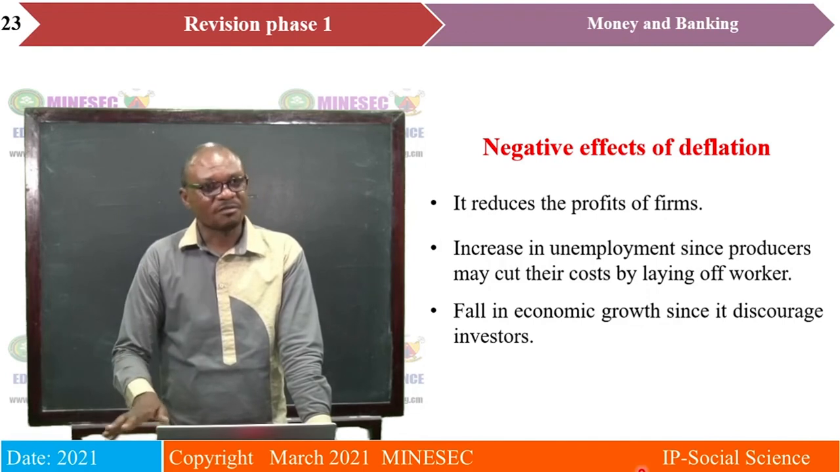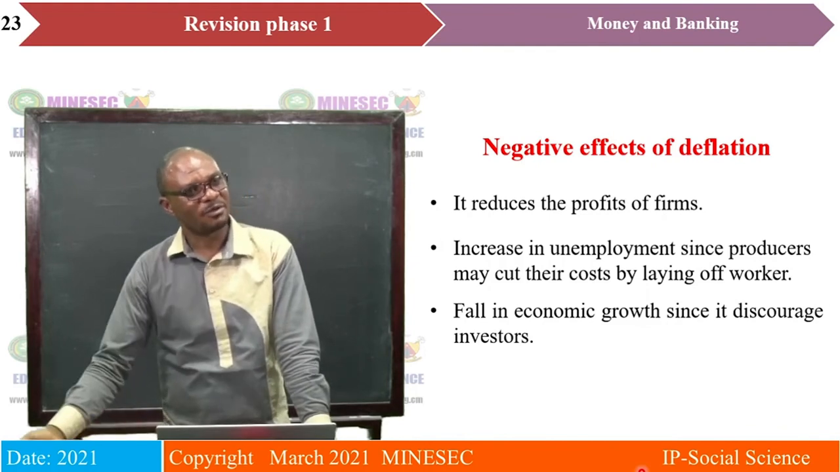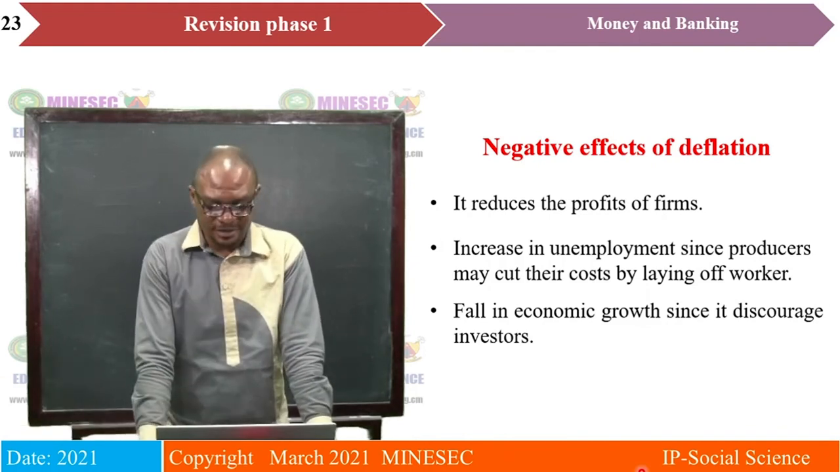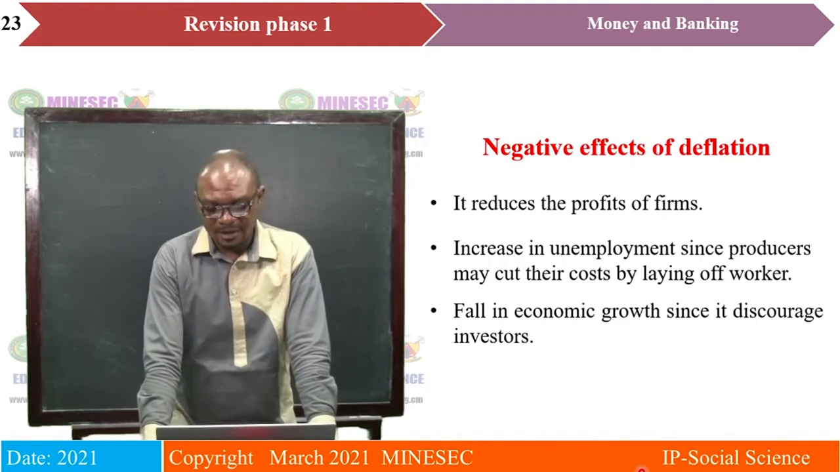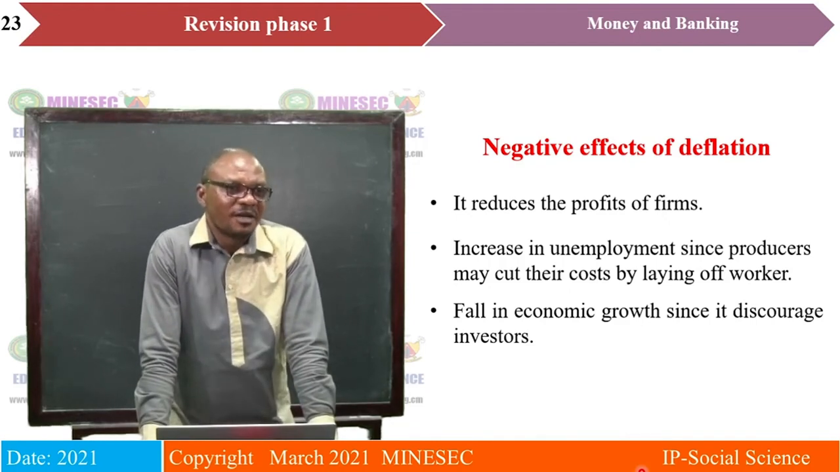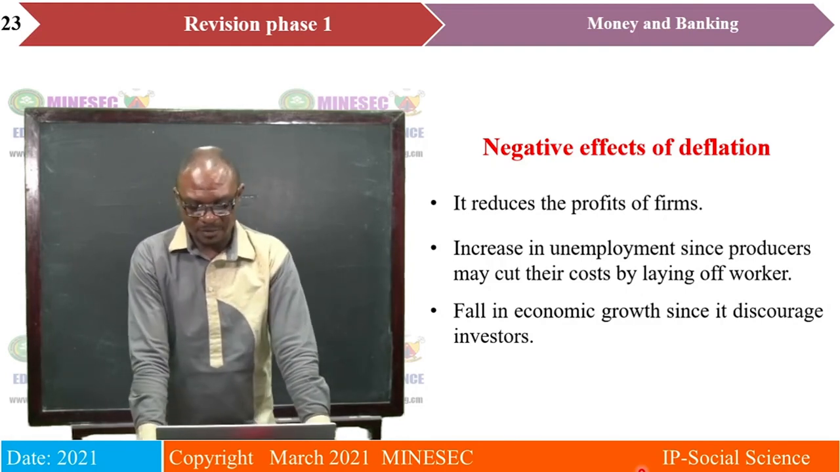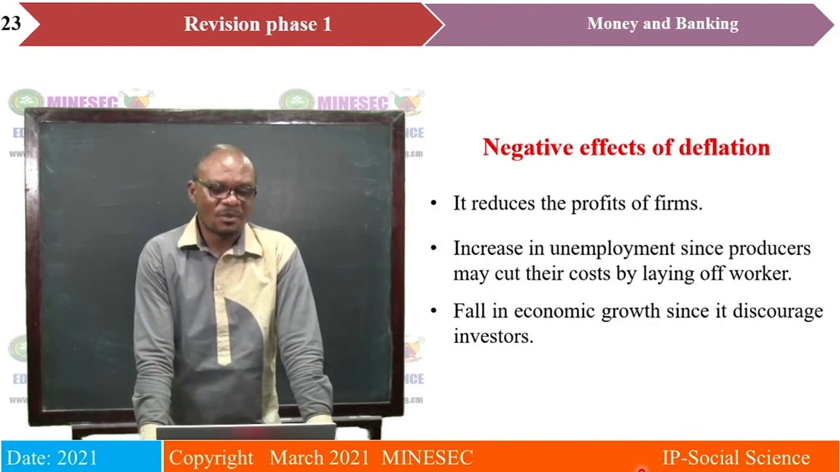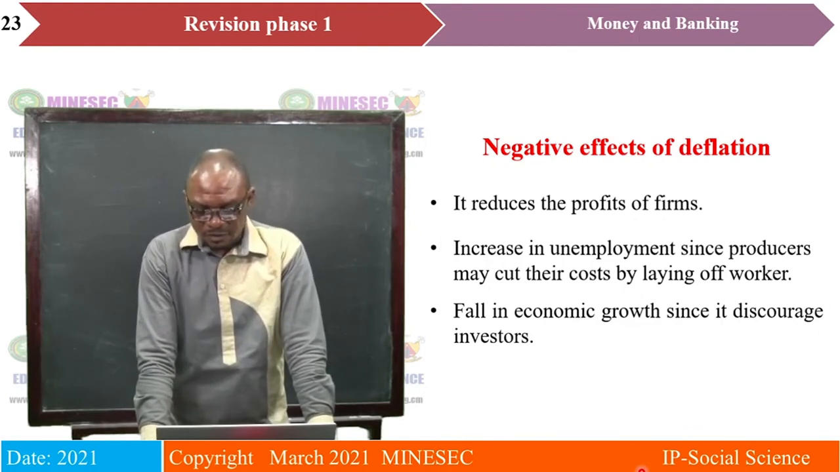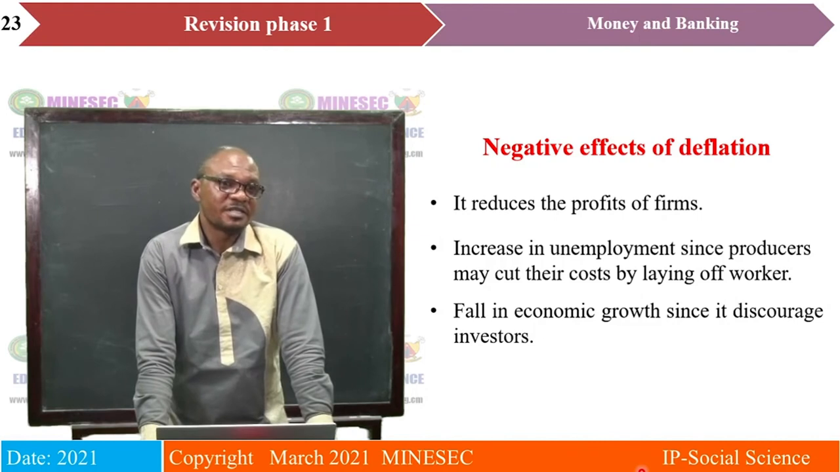And when profit margin of firms is reducing, the firms now want to look for measures to cut their costs of production, to reduce expenditures in producing these goods. And one of those measures could just be to lay off some of the workers. That way, we see that the fall in price level actually creates a negative effect of raising unemployment in the economy. And equally, a fall in the average price level, otherwise known as deflation, may also lead to a fall in economic growth, since it discourages investors. You want to invest in a business where you hope the expectation of making profits lives up.